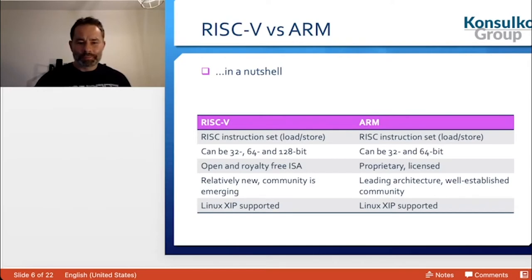And finally, there's one more thing that unites RISC-V and ARM, and that is they both have support for XIP in Linux. But what is XIP?